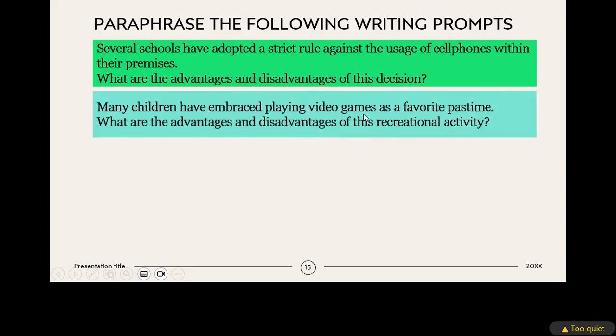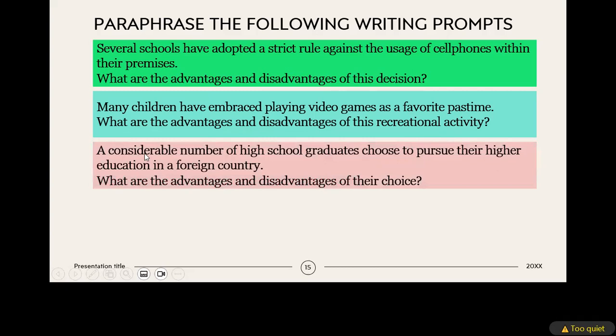Say another topic. Many children have embraced playing video games as a favorite pastime. طبعا pastime هي الهوبي. يعني they have taken up video gaming as their favorite hobby. Now the question is, what are the advantages and disadvantages of this recreational activity, which is playing video games?